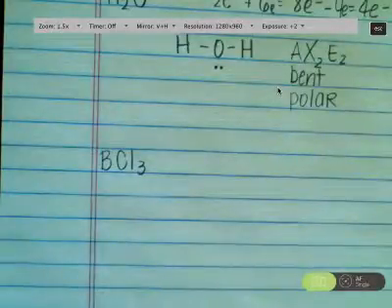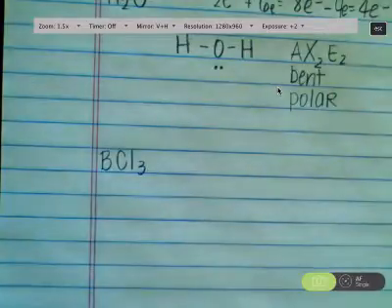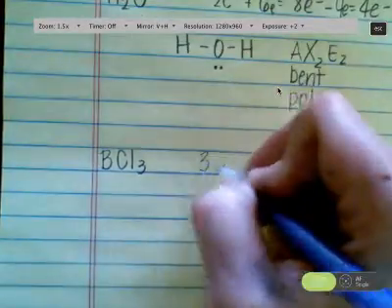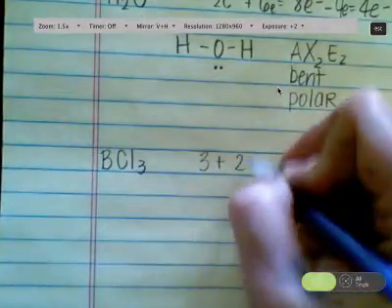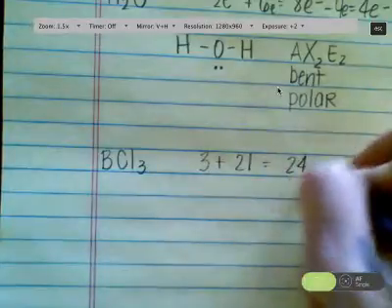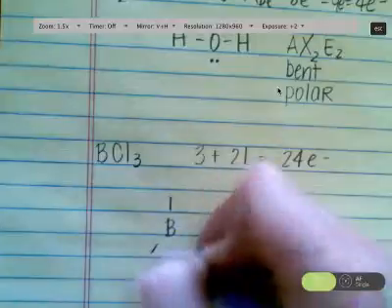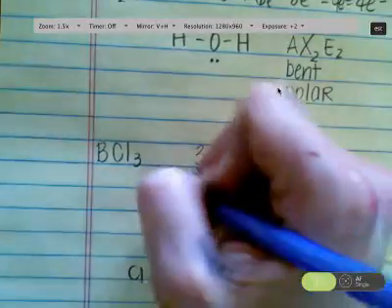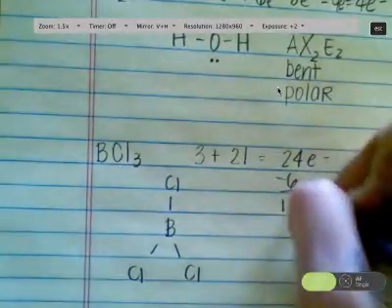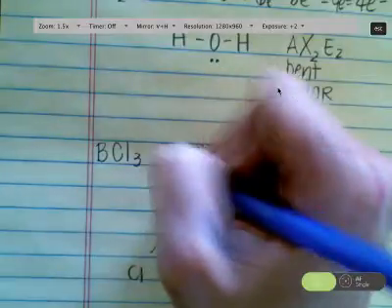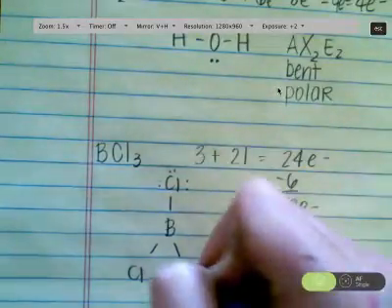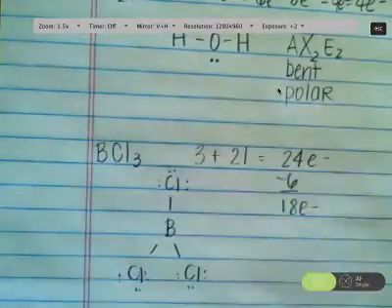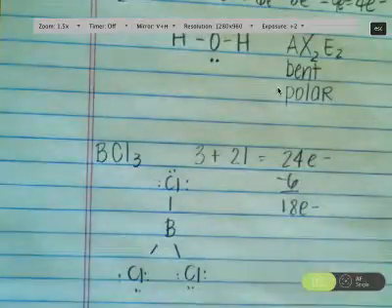Okay, so BCl3, this is a weirdo one. Boron is in group 13, so 3 plus 7 times 3, that's 21, 24 electrons. Okay, boron in the middle, 3 chlorines. 6 used up, 18 left. You guys should have distributed those around the chlorines. Do you guys do that? You ran out. That's it though.